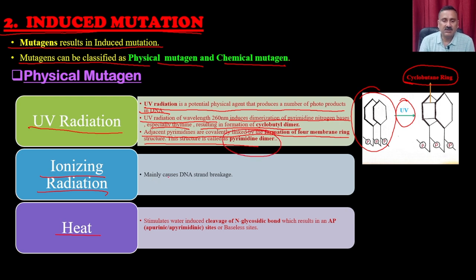Then ionizing radiation mainly causes DNA strand breakage, and heat stimulates the cleavage of the N-glycosidic bond, which results in apurinic or apyrimidinic sites, or baseless sites. So, in this case there will be a cleavage of the glycosidic bond, and you know that the glycosidic bond holds the sugar to the base, and because of that there will be no base present on these nucleotides.